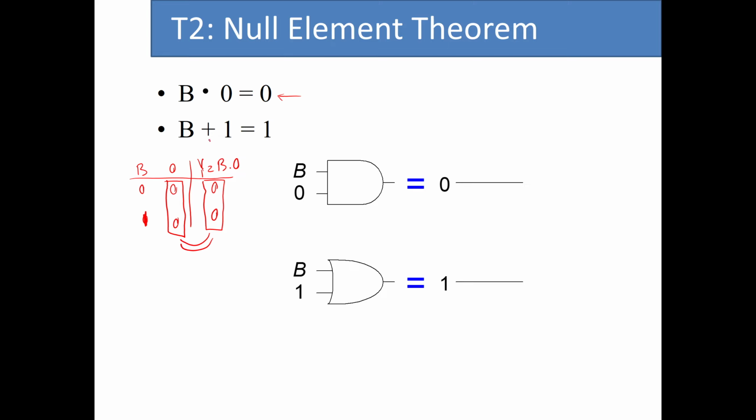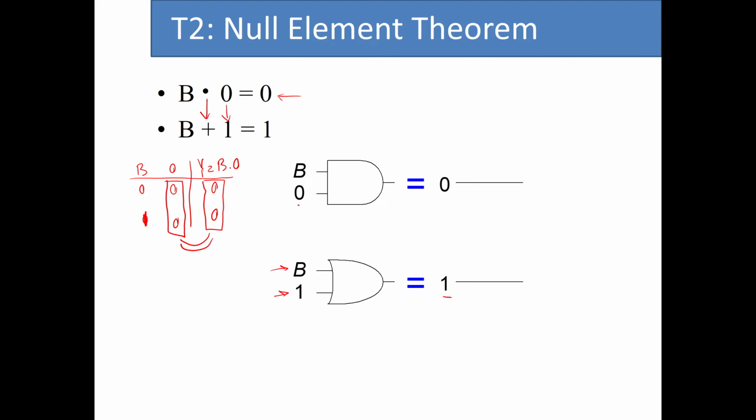What about its dual? Again, we interchange any AND with OR and any 0 with 1. So for the dual case, if we OR any variable, no matter what its value is, whether it's 0 or 1, with 1, the answer that we get is 1. So the variable itself does not matter, and that is what is called the null element theorem.